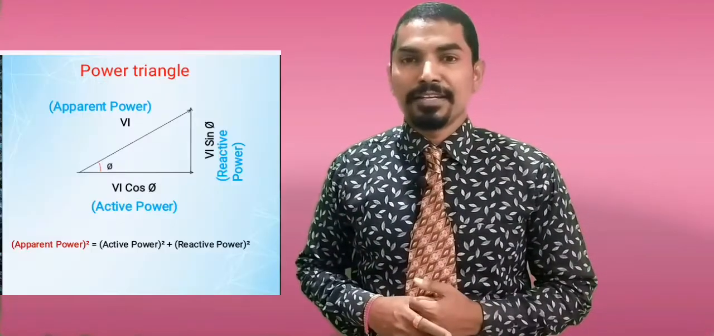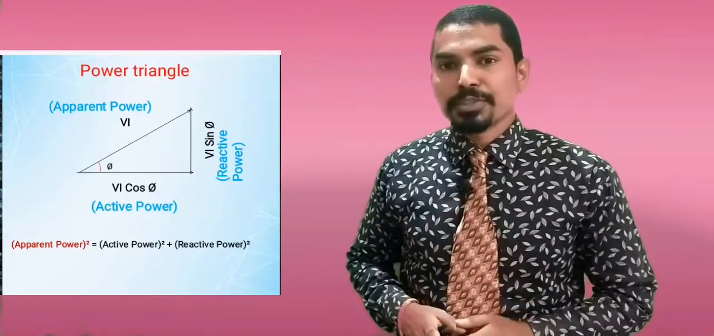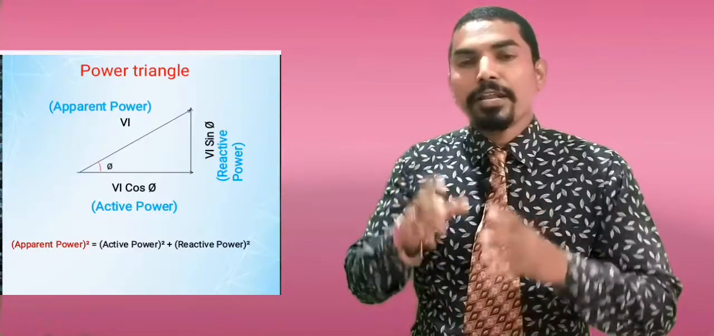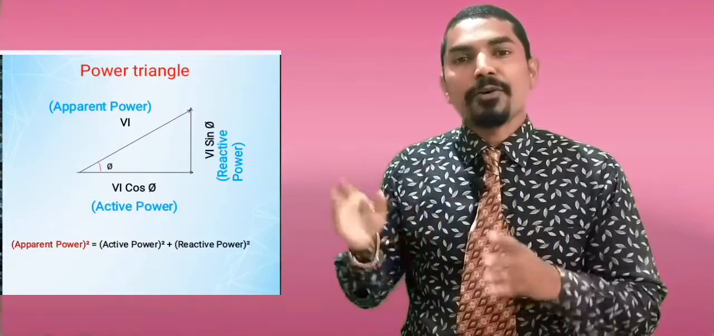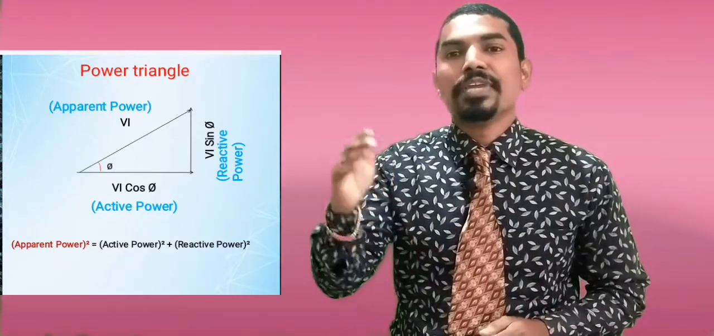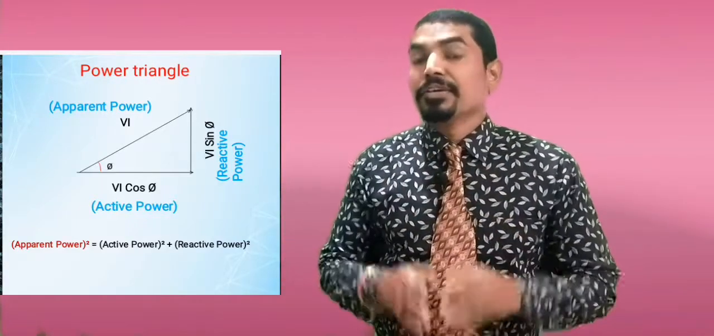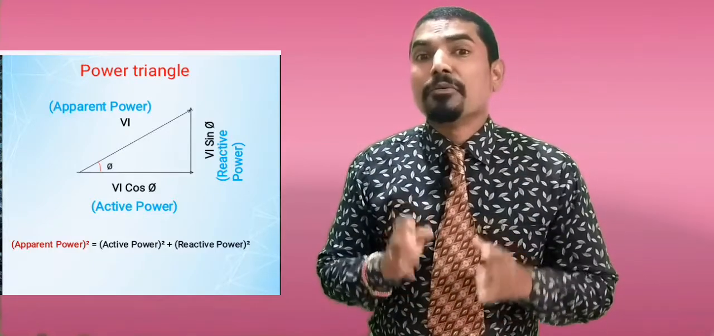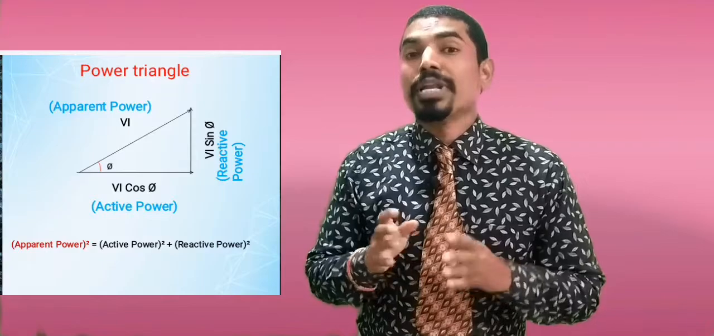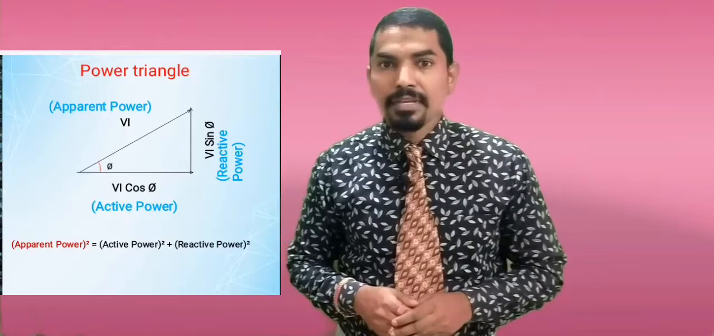Friends, on screen you can see a diagram of power triangle. VI is the apparent power, that means the total power produced. On x axis you have active power, which is equal to VI cos phi. On y axis you have reactive power, which is equal to VI sin phi. Unit of active power is watt. Unit of reactive power is volt ampere reactive, whereas unit of apparent power is volt ampere. Now this is all about active power and reactive power.